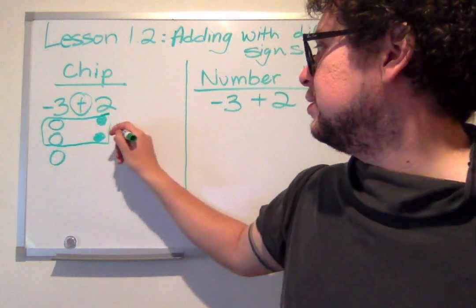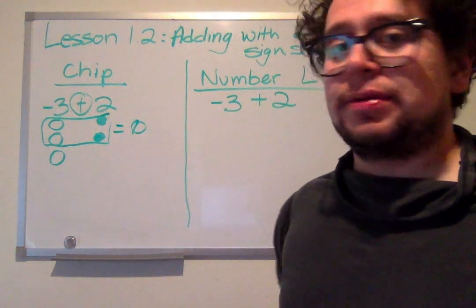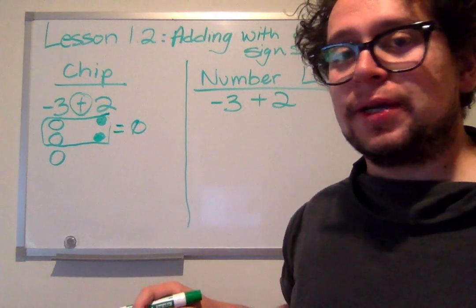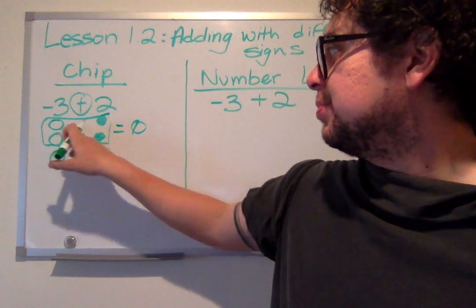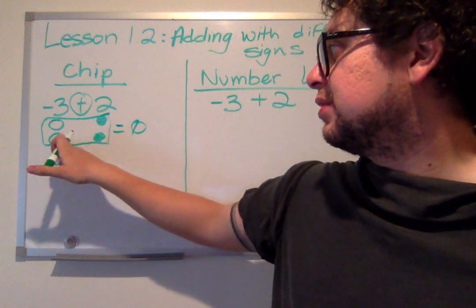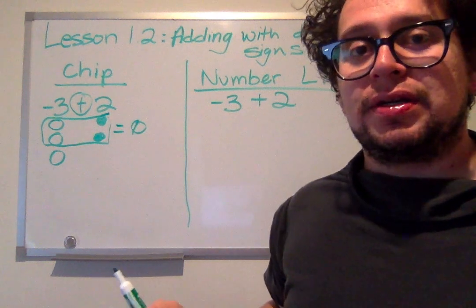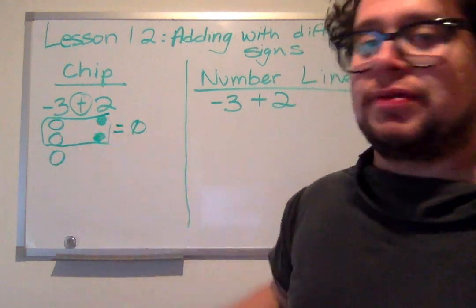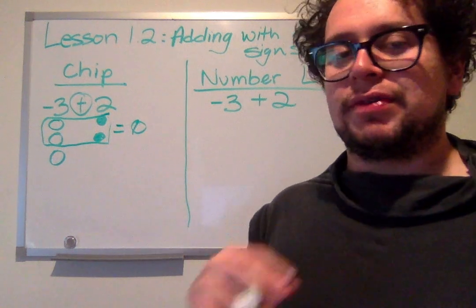Okay, and this is going to equal 0. And I want to put a dash through it so that I know that it's 0 and not a chip. Okay, because a negative plus a positive is 0, and a negative plus a positive is 0. And the reason it's 0 is because -1 and +1 are additive inverses.